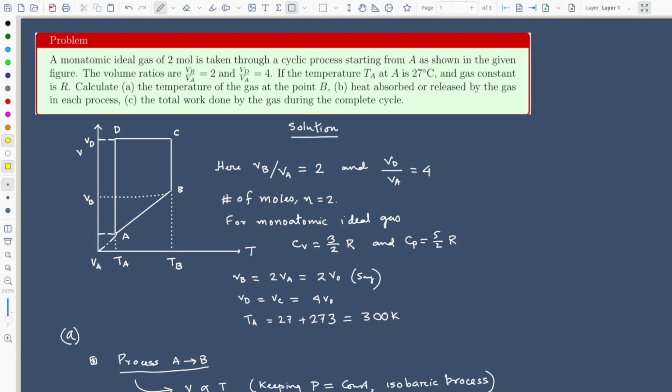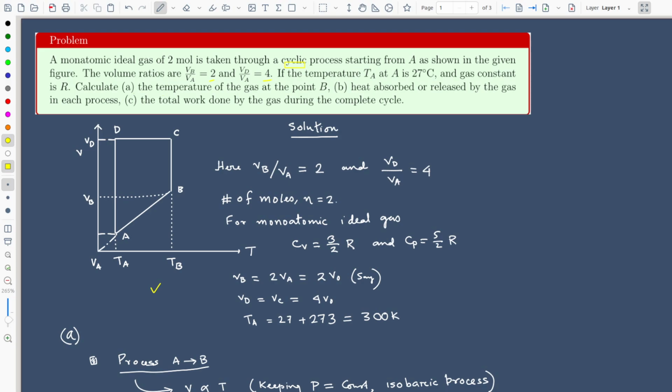Today's problem is: a monoatomic ideal gas of 2 mole is taken through a cyclic process starting from A, as shown in the figure. This is the given figure. The volume ratios are Vb by Va equals 2 and Vd by Va equals 4. If the temperature Ta at A is 27 degrees centigrade and the gas constant is R.